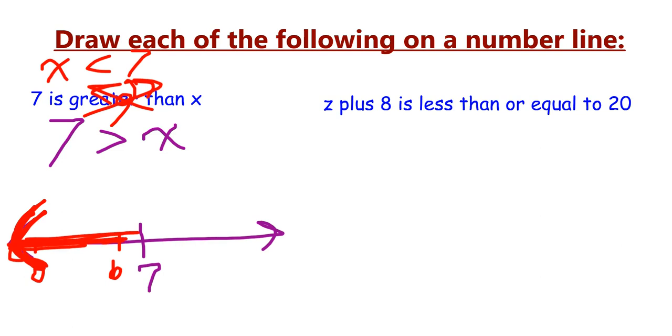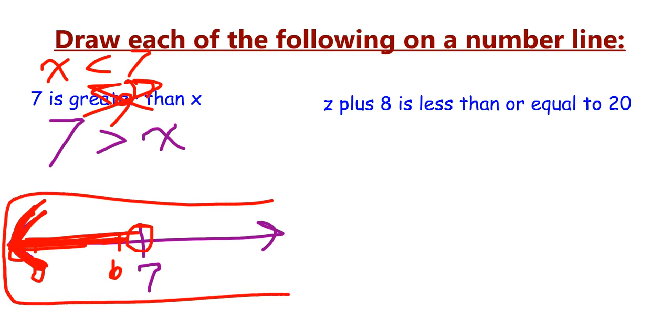And now 7 is greater than x. 7 is not a part of that solution, so we're going to add an open arrow, or an open circle, because it's a greater than, not a greater than or equal to, for 7 is greater than x, and this is the graph of the inequality 7 is greater than x.